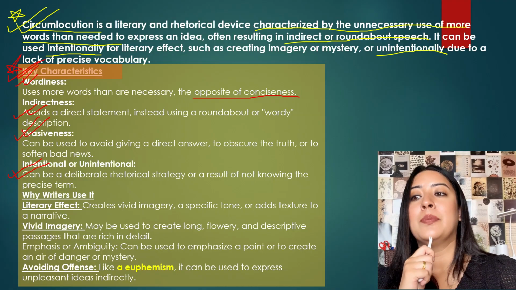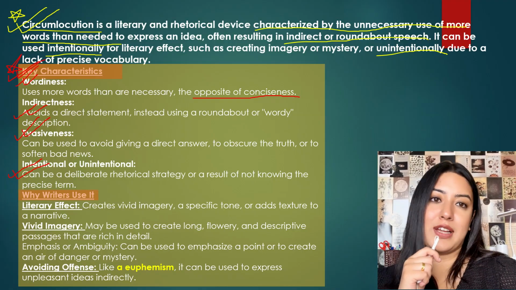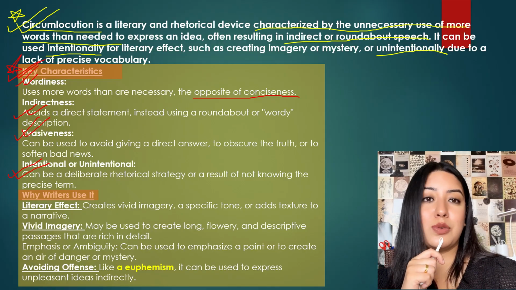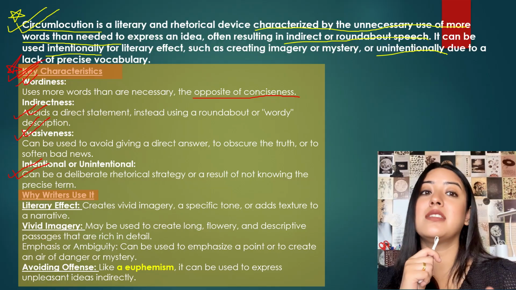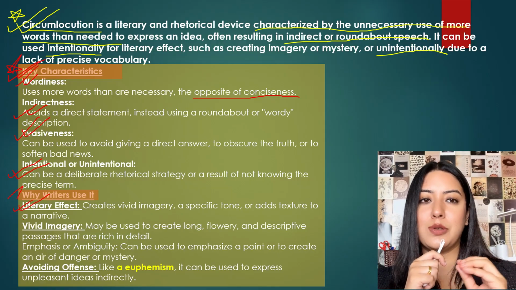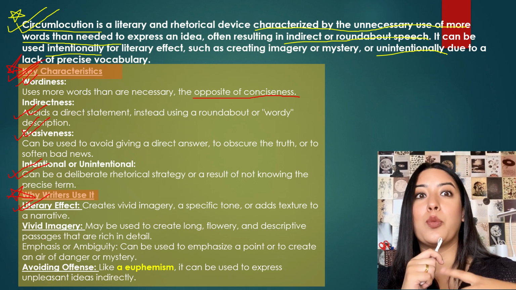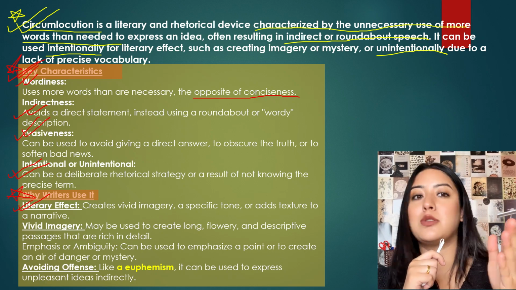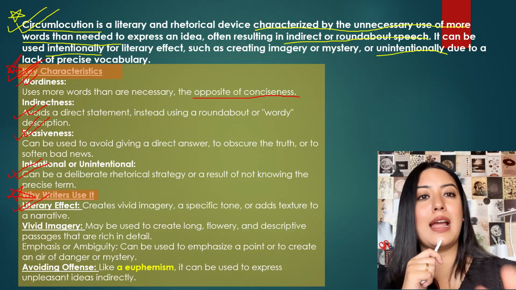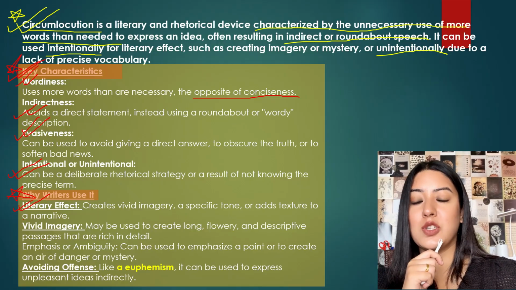Why do writers and people use circumlocution? For literary effect, like I said: it creates vivid imagery, a specific tone, or adds texture to a narrative. I'm recommending Rebecca by Daphne du Maurier as a novel. You should read it. It's a classic and absolutely beautifully written. If you want your vocabulary to strengthen, if you want words to sweep you off your feet, please do read Rebecca. Rebecca also uses this to add texture to the narrative. So that's exactly what this is. Okay, this is just an example.